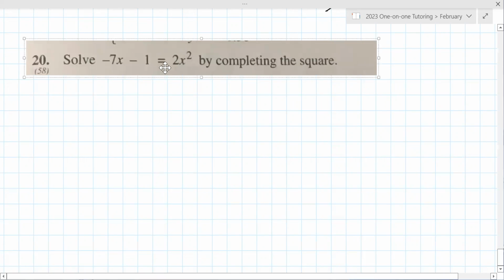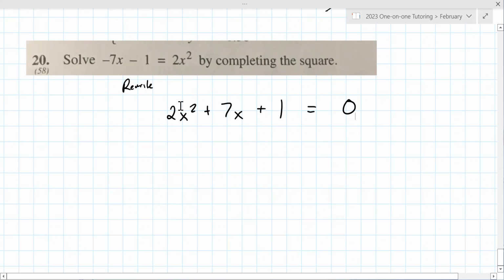Okay, solve by completing the square. Oh boy, they've not done you any favors here. I'm going to start out just rewriting this a little bit. I'm going to move everything all to one side just to illustrate how I like to complete the square. All right, is that okay?